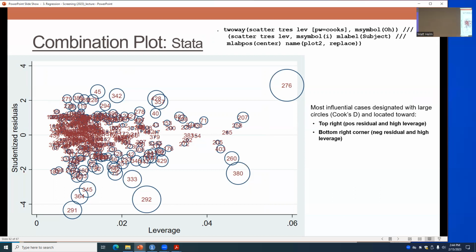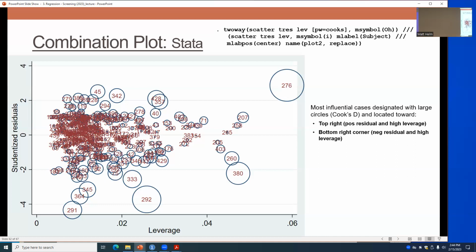So here, 276 is actually looking not that great. We've got a large leverage, the highest leverage in our entire set, combined with a large studentized residual and a really big Cook's D influence value. This person is someone who needs to be looked at, and we should consider what's happening with this. Okay. What about 292? Do you agree with that?